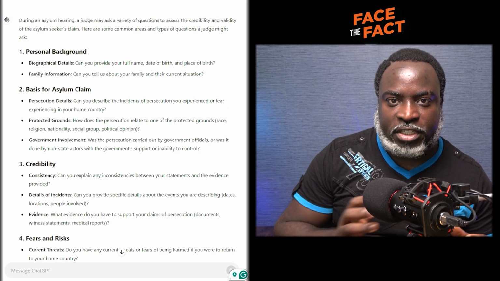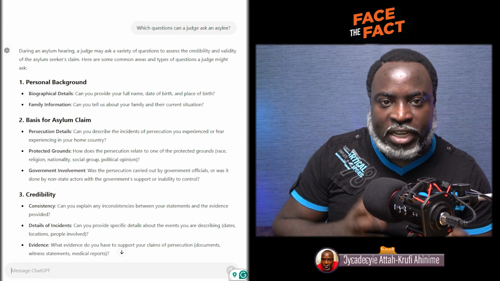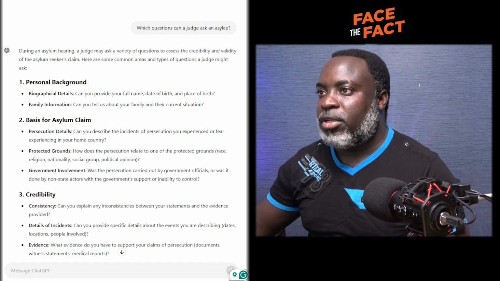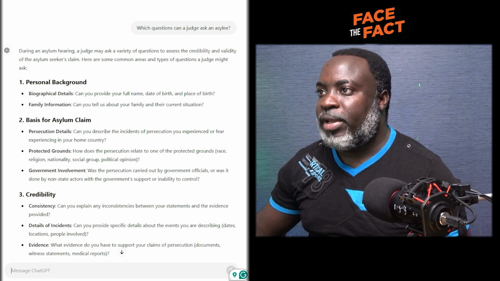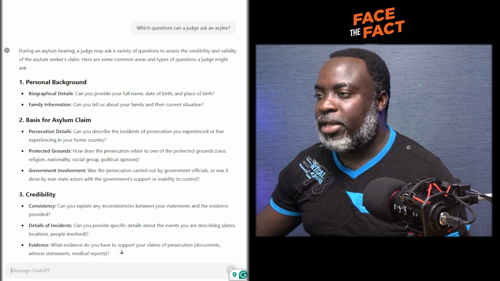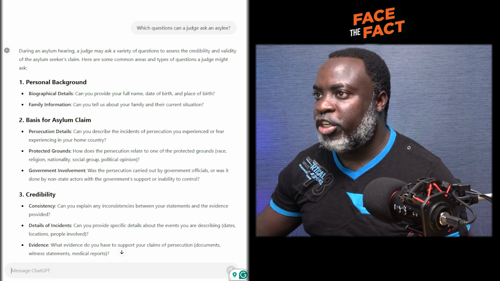ChatGPT has given us some suggestions. Let's go through and see. Based on what we told ChatGPT, let's see the responses ChatGPT has for us. So ChatGPT said, during an asylum hearing, a judge may ask a variety of questions to assess the credibility and validity of the asylum seeker's claim. Here are some common areas and types of questions a judge might ask.